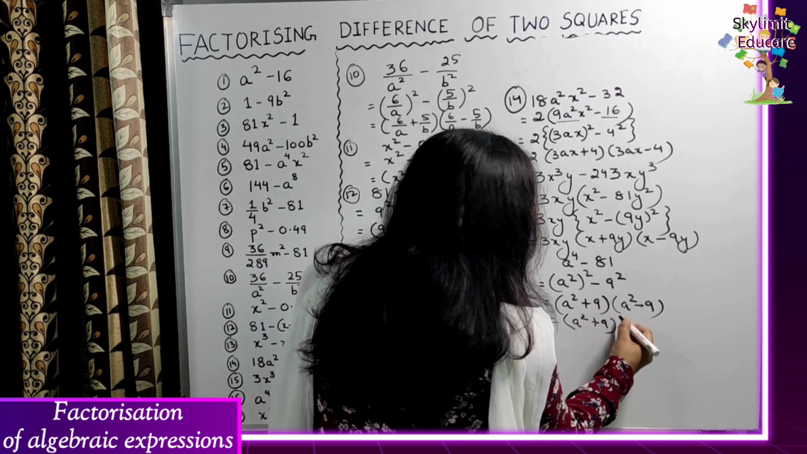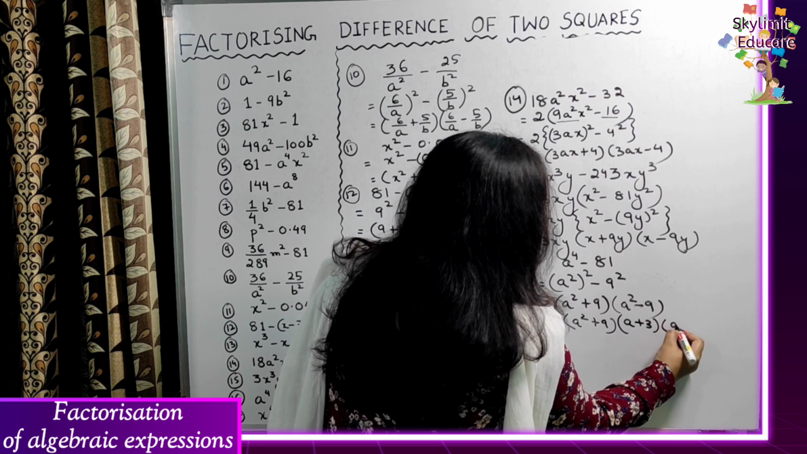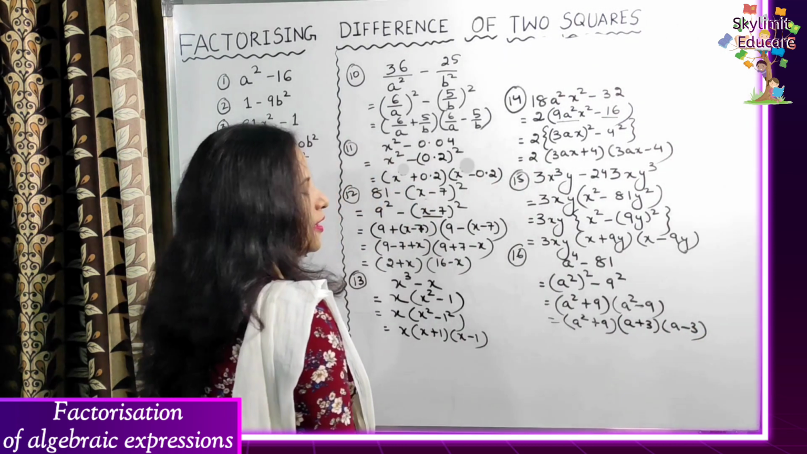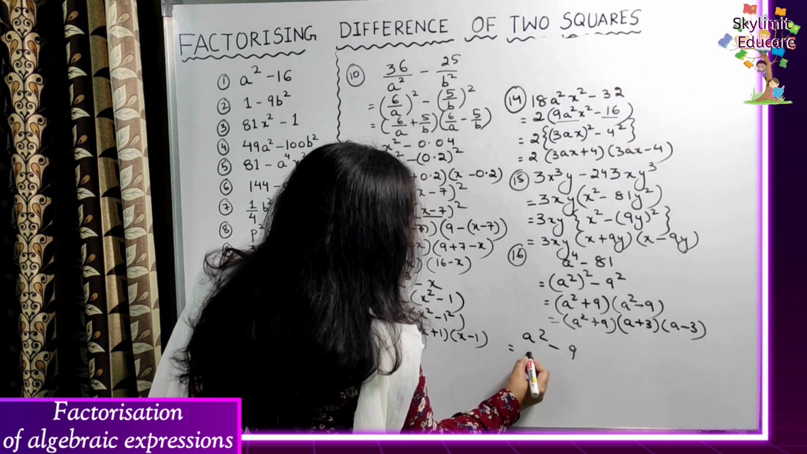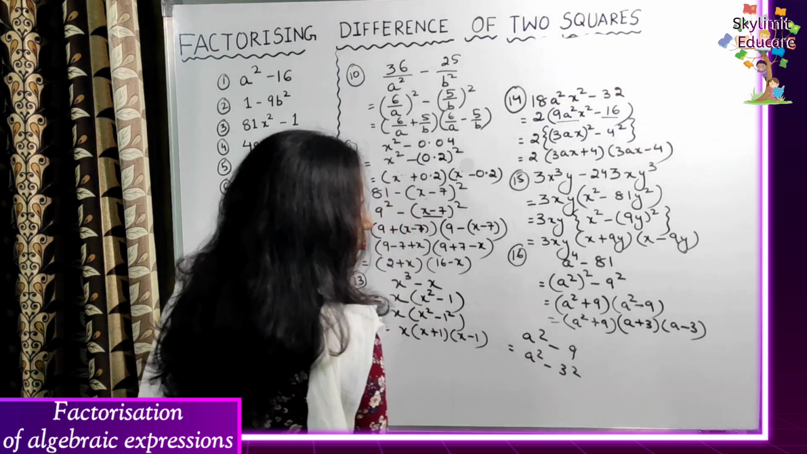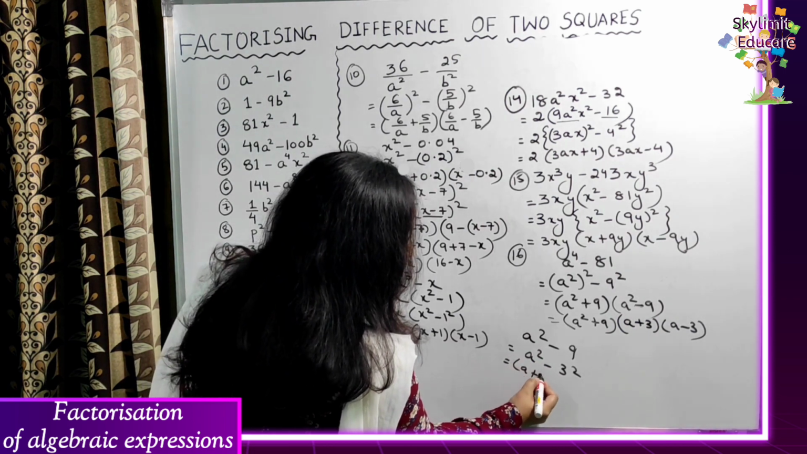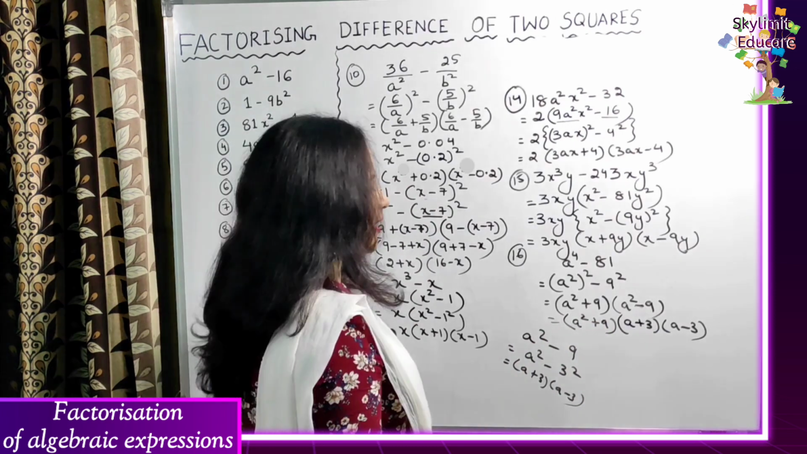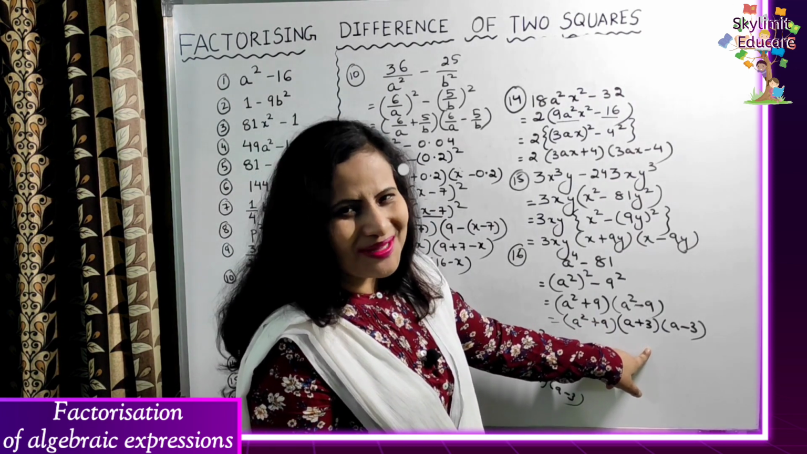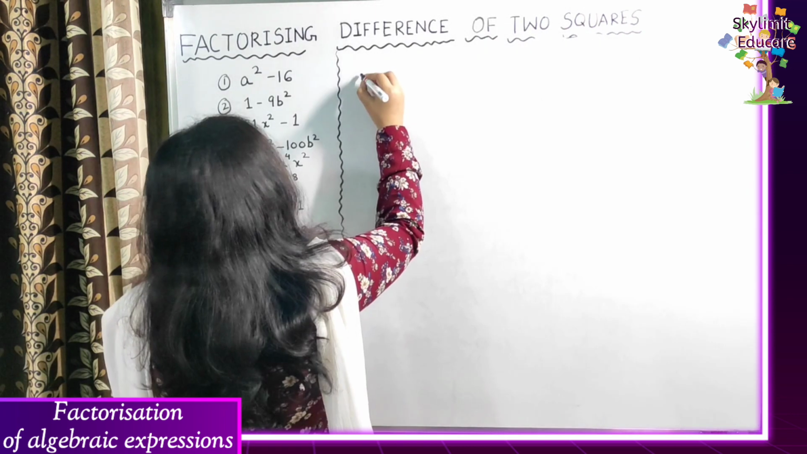So it can be written as what? A plus 3 multiplied to a minus 3, or not? Same thing, because you see, I'm just showing you here, a square minus 9 is same as a square minus 3 square. Both are perfect squares, and it is the difference of the two perfect squares. So a plus 3 multiplied to a minus 3. You can easily make out, and you can skip this step and you can write it directly over here. Okay, so now let's solve number 17.